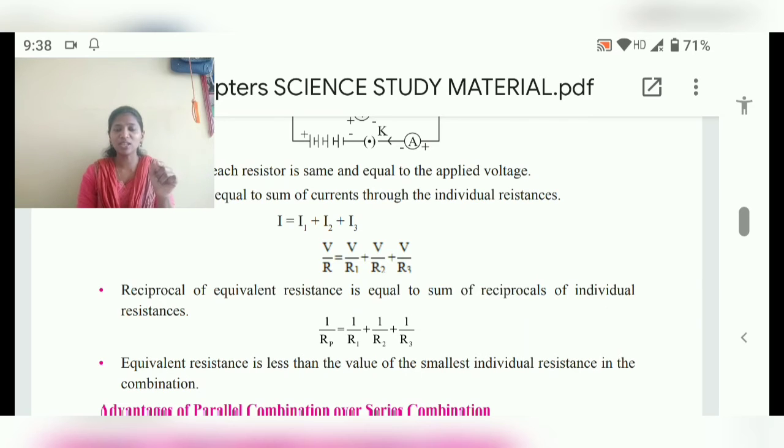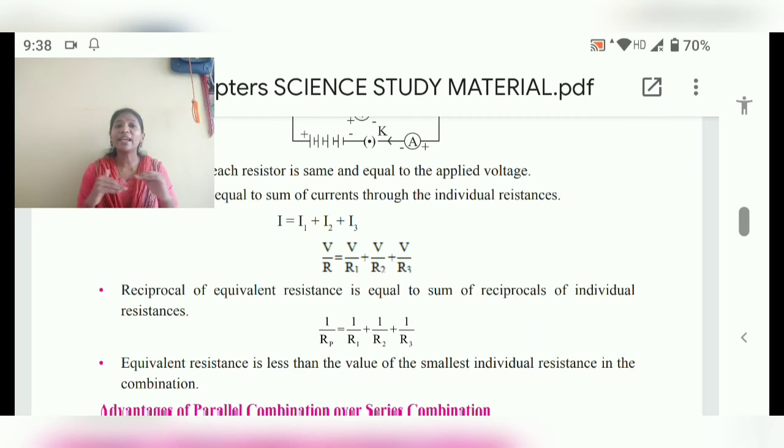Okay, 1 by R is equal to 1 by R1 plus 1 by R2, that is the total resistance. Total resistance, if it's connected in series, that is R is equal to R1 plus R2 plus R3. If the resistances are connected in parallel, 1 by R is equal to 1 by R1 plus 1 by R2 plus 1 by R3.